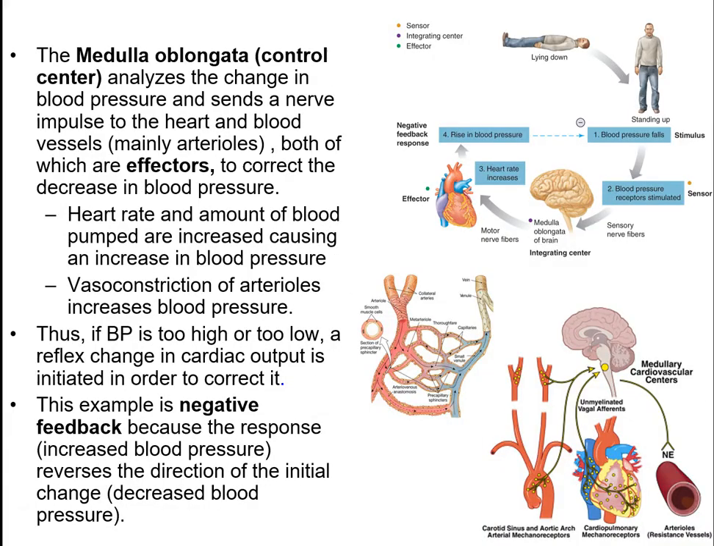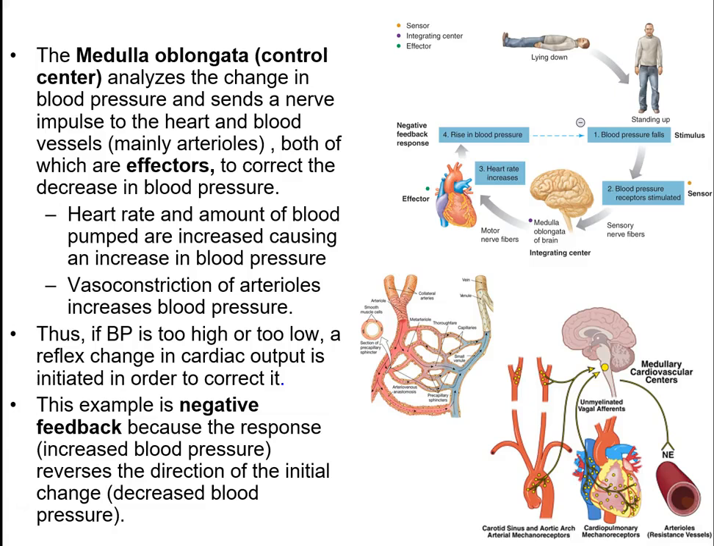So the medulla oblongata gets these signals and analyzes the change in blood pressure, sends a nerve impulse to the heart and blood vessels, mainly the arterioles, those smaller arteries. These are both effectors, and we're going to try to correct that decrease in blood pressure. So heart rate, how fast our heart is beating, and how much blood is being pumped out are increased to increase blood pressure. Those arterioles are also going to constrict, that vasoconstriction, to help further increase blood pressure, because now we have a smaller tube and the fluid flowing through it is going to put more pressure on those walls.